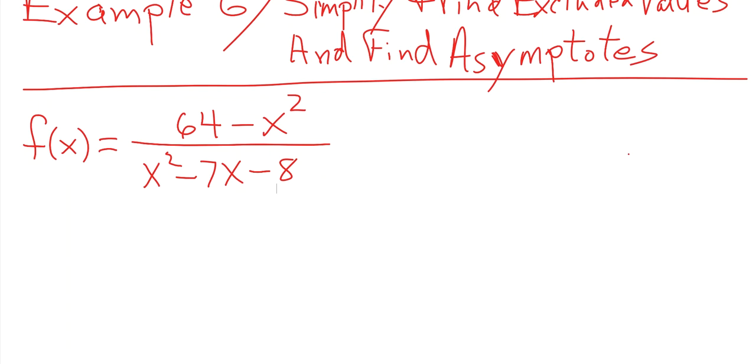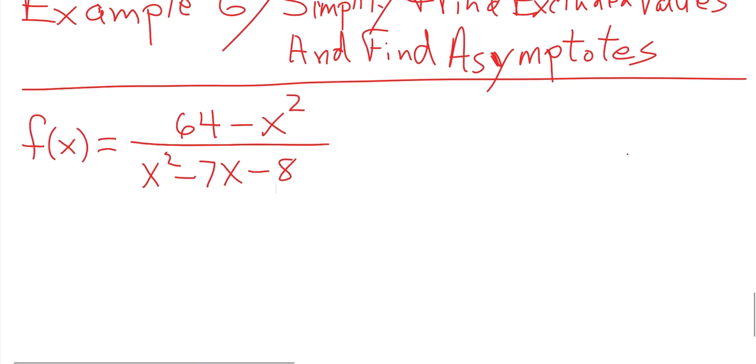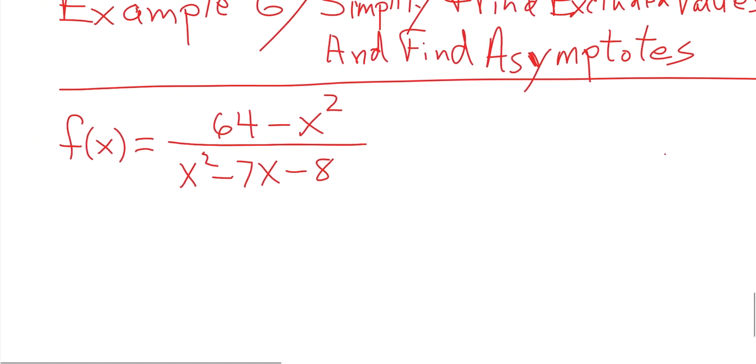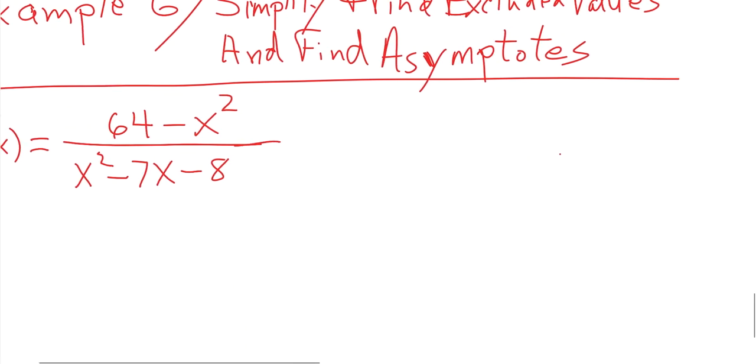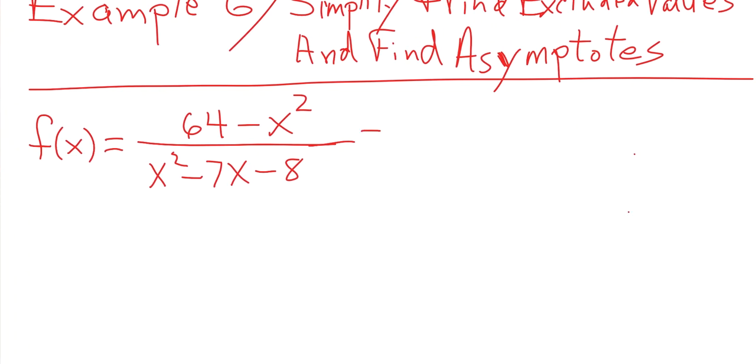So let us take a look at this now and see if we can work through it and make some sense out of it, okay? So let's first off factor the denominator. Let's factor the denominator and see what we get. Okay, factoring the denominator. Hey, this thing keeps moving around on me. Hang on. Okay, factoring the denominator. The numerator is just 64 minus x squared.